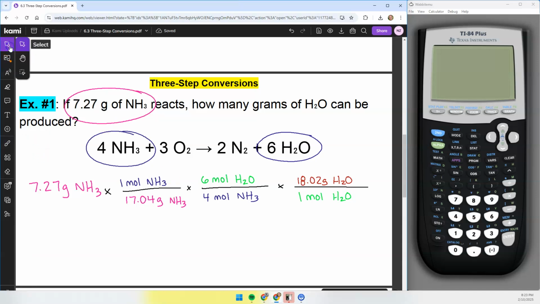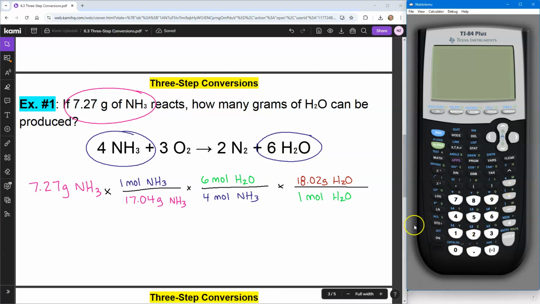Okay, this looks absolutely terrible to put in our calculator. So we're going to start with the given. So 7.27. Now, we can enter this all at once, or we can do it in parts. So I'm going to show you both ways. 1 over 17.04 is going to be the same as dividing by 17.04. I'm going to hit enter after that step. So that's just the first part here.